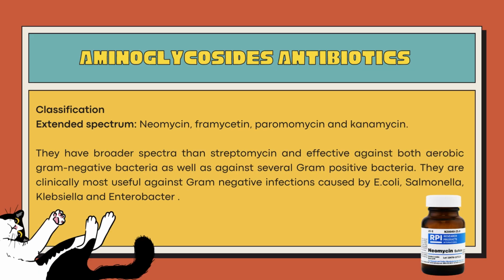Next in our list is the extended spectrum. Neomycin, paromomycin, aparamycin, and gentamicin. They have broader spectra than streptomycin and are effective against aerobic gram-negative bacteria as well as against several gram-positive bacteria. They are clinically most useful against gram-negative infections caused by E. coli, Salmonella, Klebsiella, and Enterobacter.